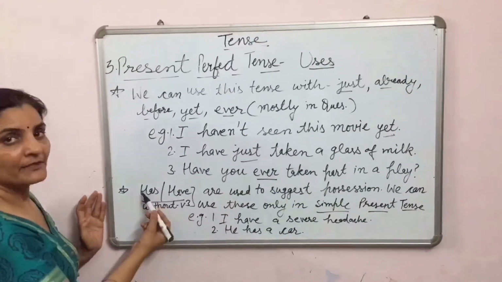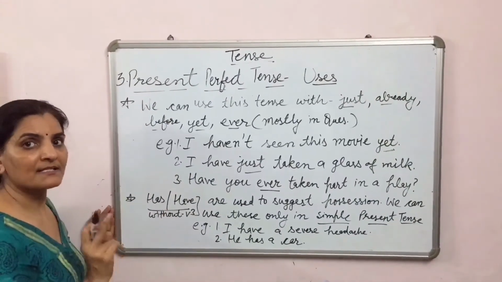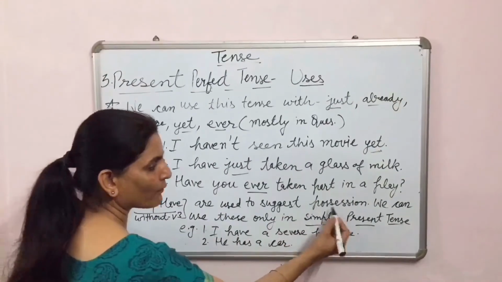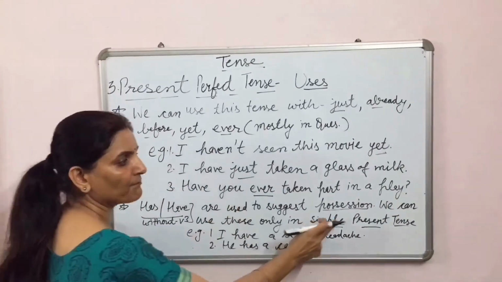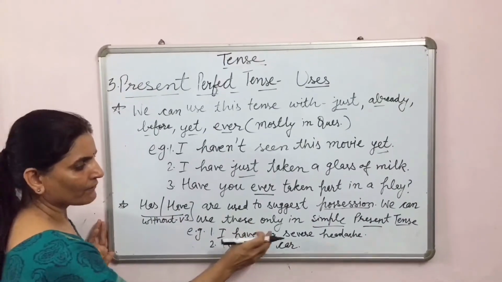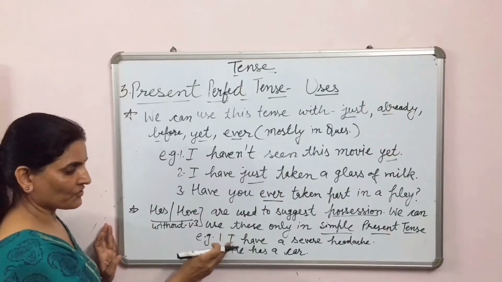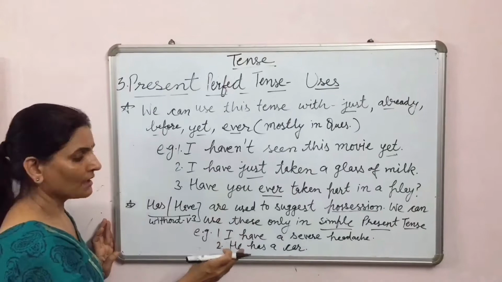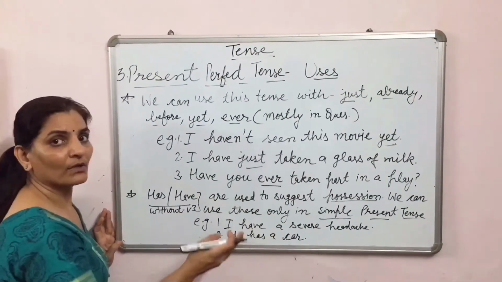Has and have are used without third form of the verb in present simple tense, where these are used to suggest possession. We can use these only in simple present tense. For example, I have a severe headache. We are talking about possession. He has a car or she has a big house means they possess these things, a car or a house.